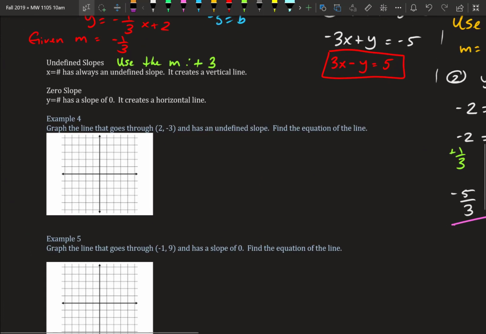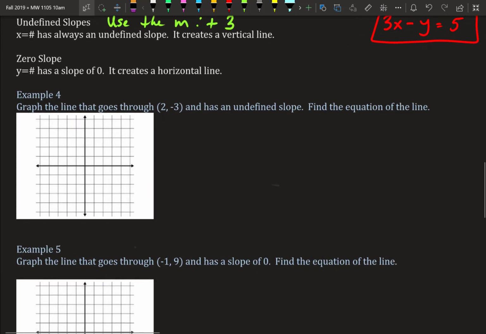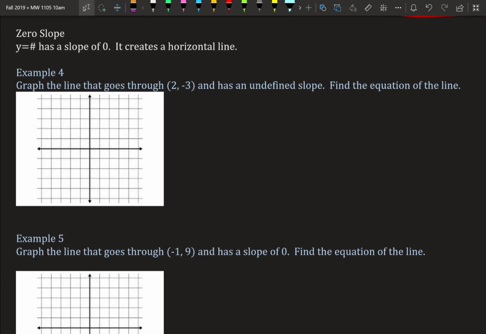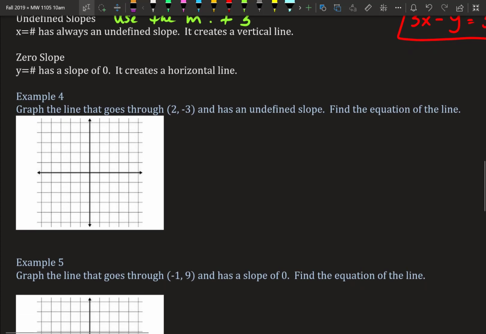Alright, special types of slopes. We have undefined slopes. That means you have x equals a number, and that's always undefined. It creates a vertical line. Then you have zero slope, which is y equals a number, and it creates a horizontal line. So let's graph the line that goes through 2, negative 3, and has an undefined slope. Find the equation of the line. So yes, you see here undefined slope is x equals.